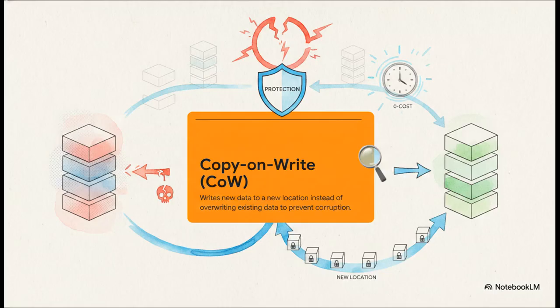Next is copy on write, or COW. Now, the crucial point here is that instead of overwriting existing data in place, copy on write writes the new data to an entirely new location and then updates the pointer. This is a total game changer. It protects you against partial write corruption during a crash, and it turns massive, heavy snapshots into instantaneous, zero-cost operations.